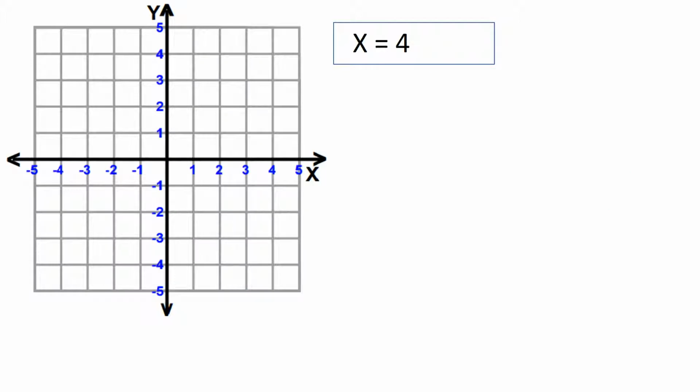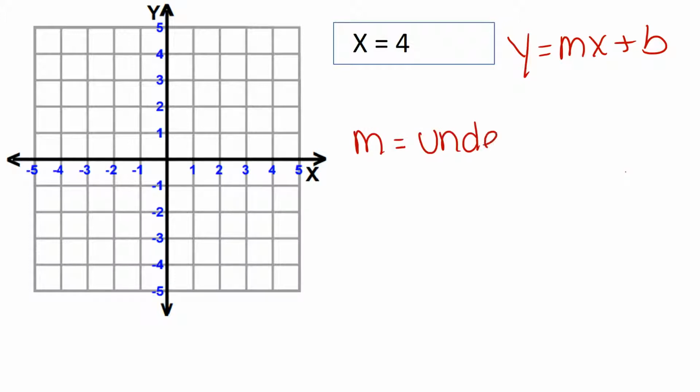For this equation, we have x equals 4. This is not in the form y equals mx plus b, nor can it be. There is no y value, so there can be no y equals. For this problem, the slope m is undefined. It is undefined.